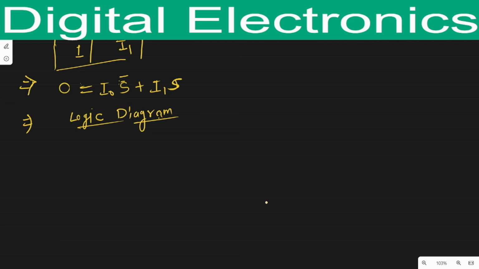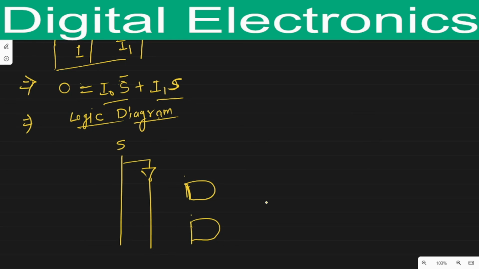Okay, so we will take S and also take its complement S bar here. Now there are two minterms, this one and this one, so we need two AND gates. This one is the first AND gate and this one is our second AND gate. In first AND gate, first input is I naught, so this one is our first input, and second one is S bar, so this one is our second input.